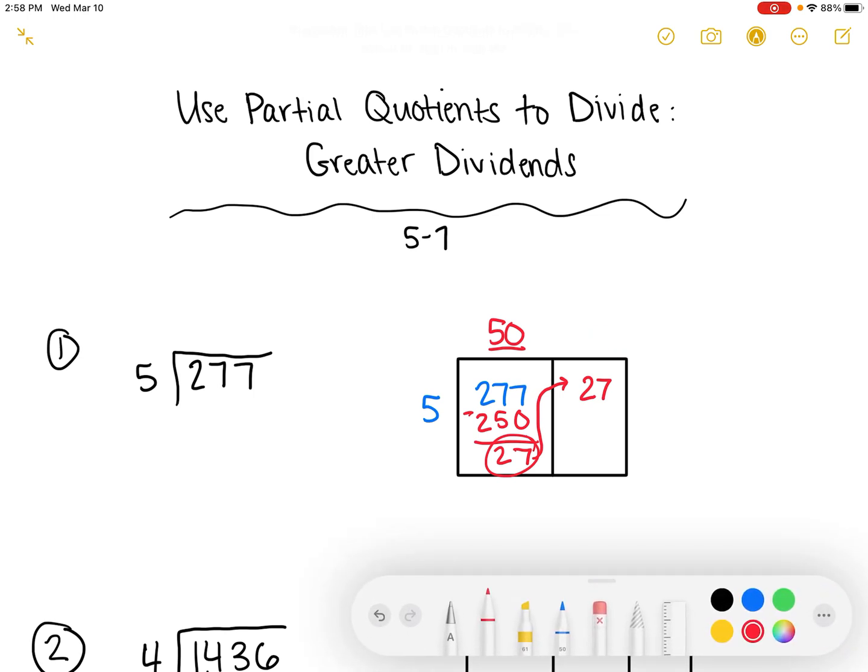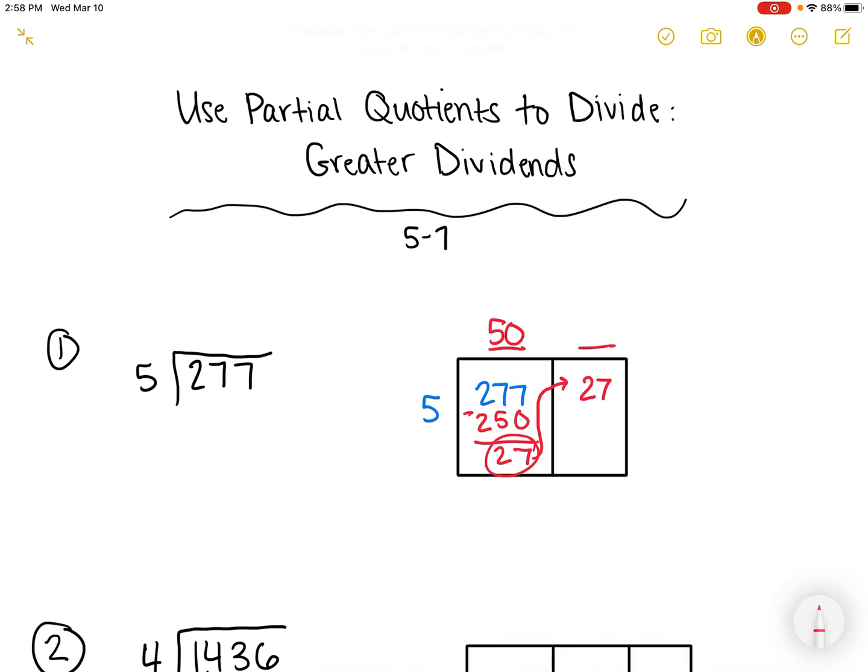So luckily, I know my 5 facts, and I'm going to count by 5s and use my fingers to keep track of how many times I count. I want to see if I can get close to 27 without going over. So 5, 10, 15, 20, 25. I have 5 fingers up, so that means that 5 times 5 is 25. That is the closest I can get before going over 27. So I'm going to use 5 as my 1s.